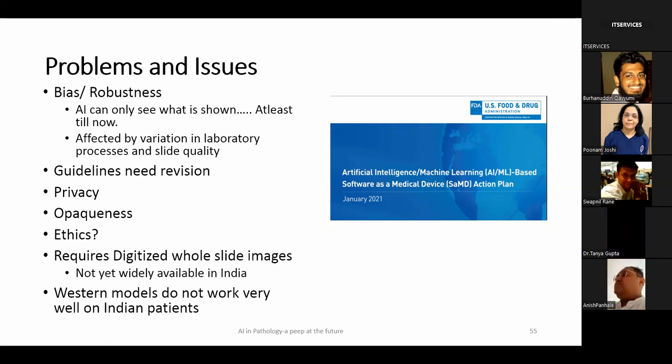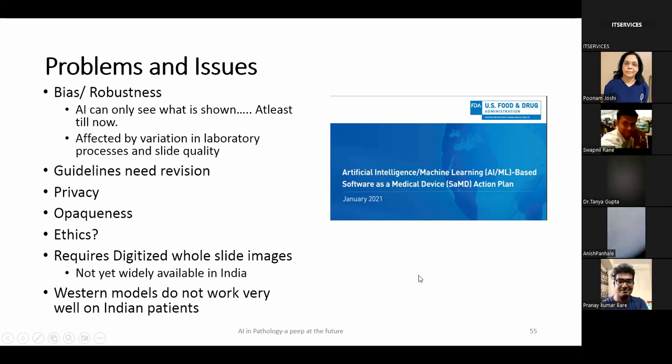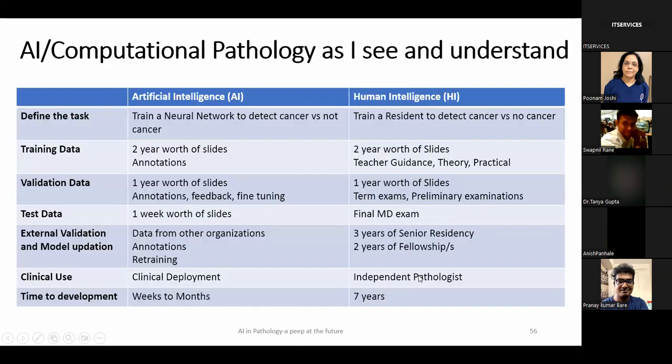And as a general rule, let me say that Western models which are trained on Western data often don't work very well on our patients. This is by experience, and we are therefore in the process of building image biobanks and repositories for doing all of this.